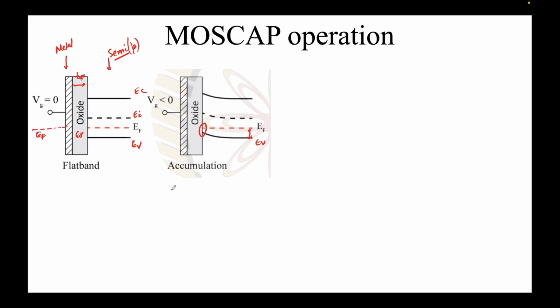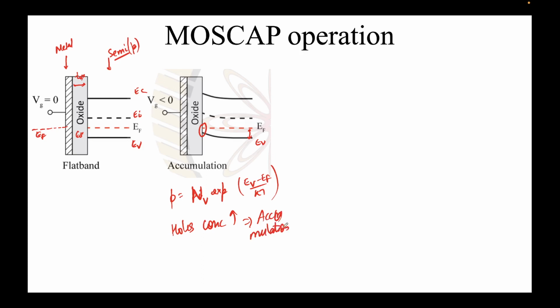If you recall the expression, p equals ni exponential of, or let's call it Nv exponential of, (EV minus EF) over kT. This is true in every part of this semiconductor. So here EV and EF are coming close, the hole concentration must rise, and thus we call this accumulation.